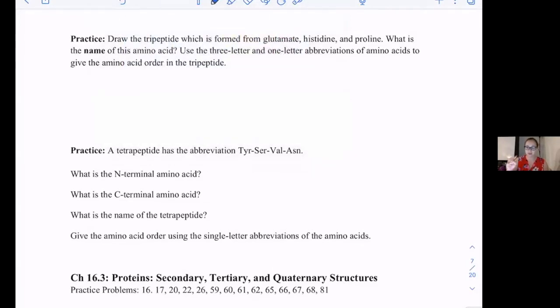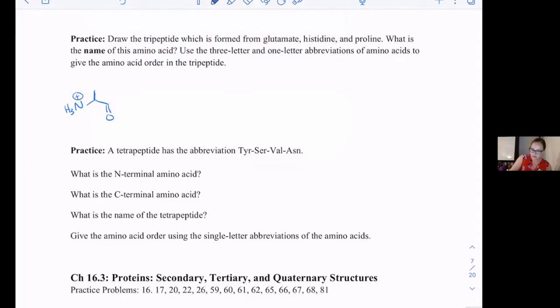So we know we have 3 peptides. So let's go ahead and draw that base chain. We start with our N-terminus, NH3+, and then we go R group, carbonyl, then our next nitrogen.